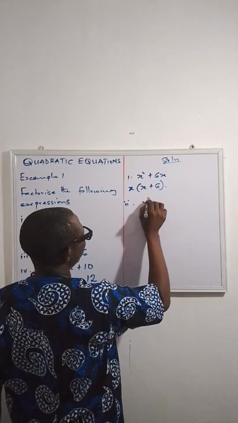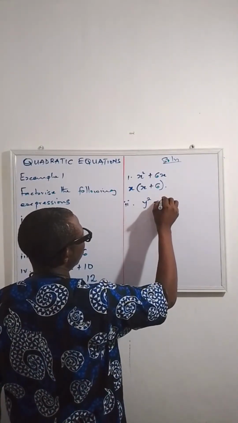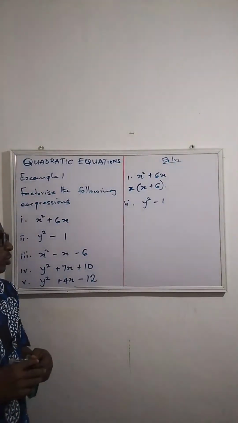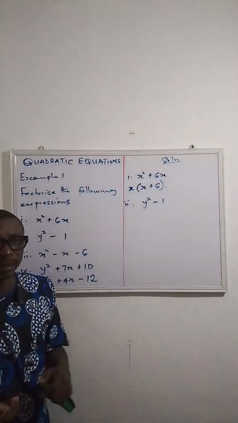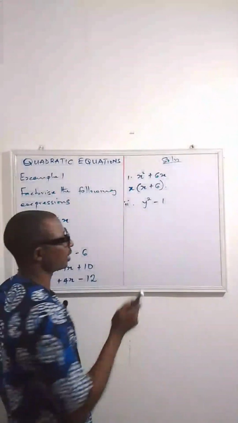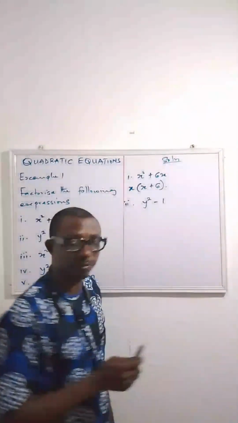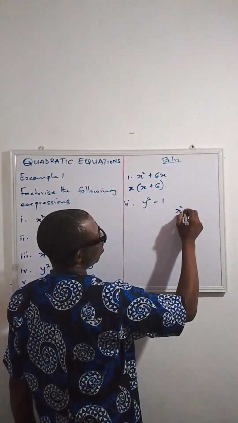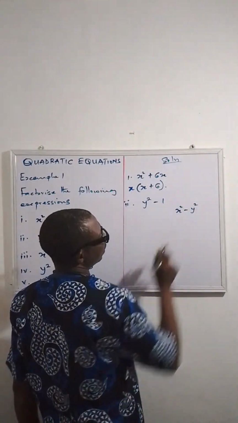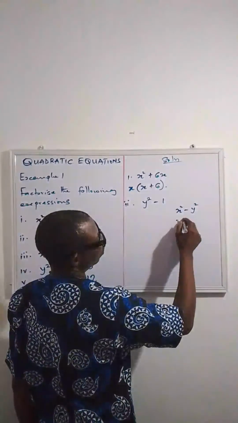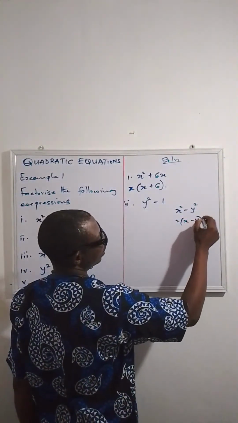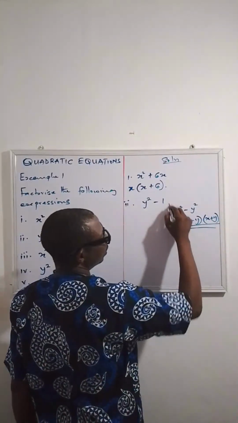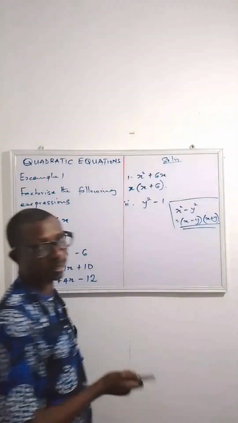We have y squared minus 1. How do I factorize this? Now, what comes to mind is this identity, which we call difference of two squares. Whenever you have x squared minus y squared, the result is going to be x minus y times x plus y. So I want you to put this one in your jotter. So you write it somewhere in your jotter.